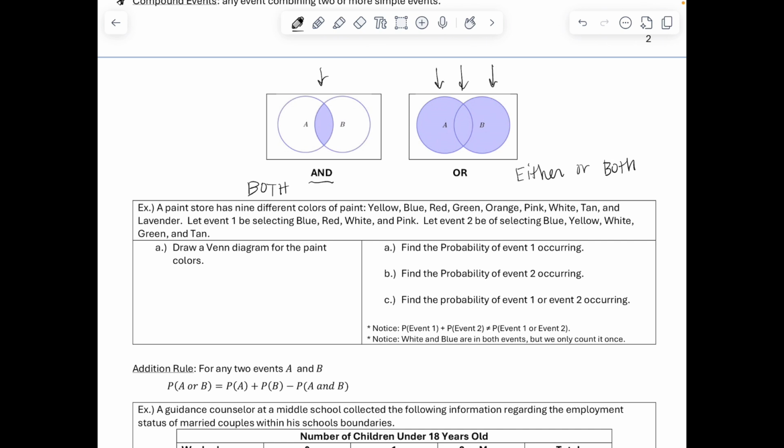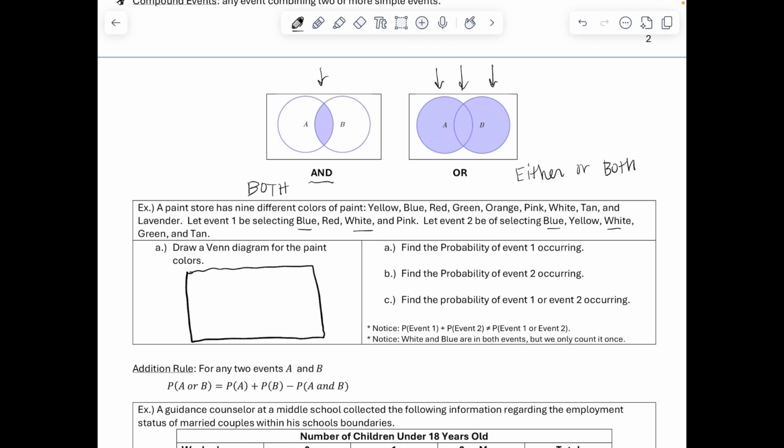And so the example right below says a paint store has 9 different colors of paint: yellow, blue, red, green, orange, pink, white, tan, and lavender. Let event 1 be selecting blue, red, white, and pink, and event 2 be selecting blue, yellow, white, green, and tan. So part A says to draw a Venn diagram for the paint colors. So there are 2 different events, but if you look at those 2 different events, you'll notice that both of them contain blue and white. And so there is some overlap going on.